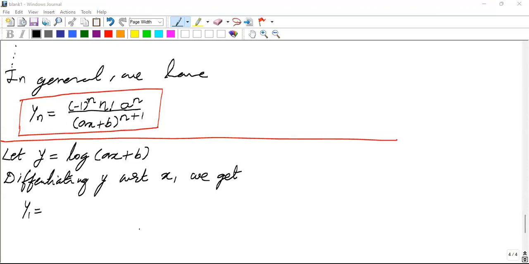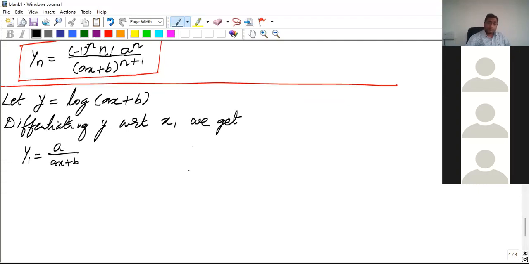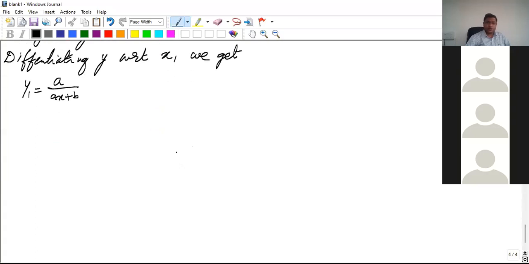Can you tell me what will be the derivative here? a upon (ax plus b). Yes, so here we have a upon (ax plus b), right? So this is what we get. Now, this is the first derivative. So we got the first order derivative.